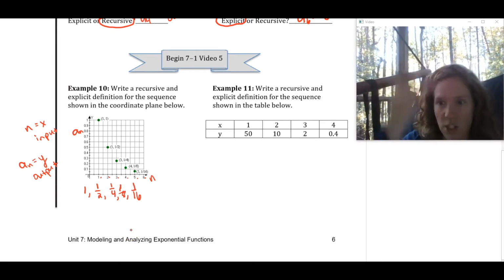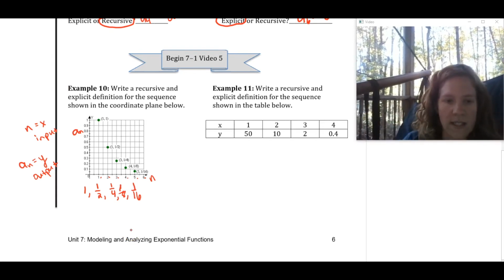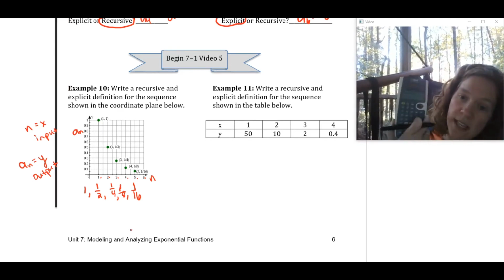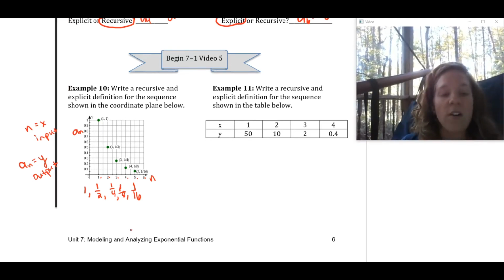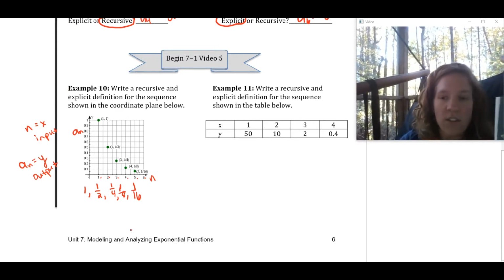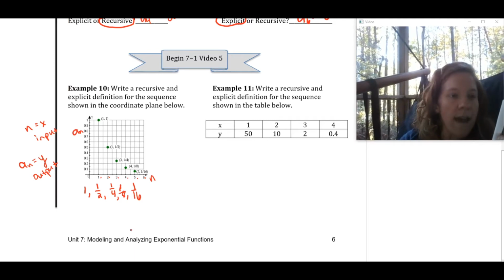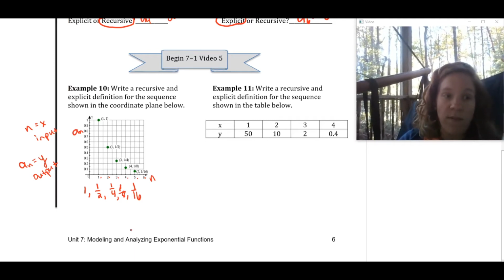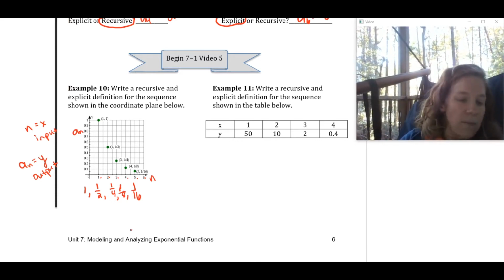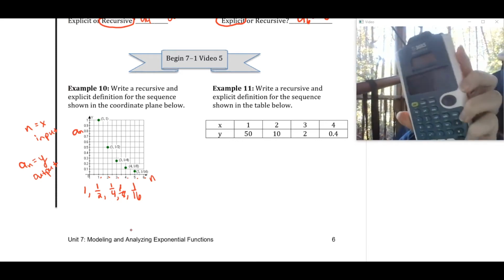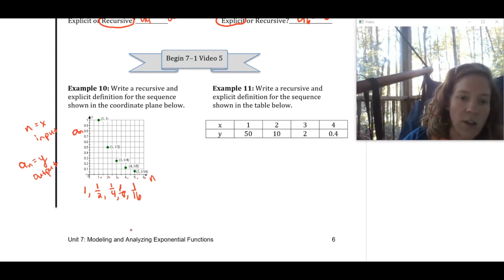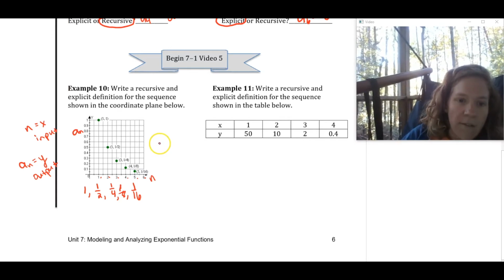I know you guys tend to shut down when you see fractions. You think, oh, I can't do this. But remember, I told you if you can't figure it out just by looking, then you can use the calculator to figure out what's being multiplied to get from one term to the next. So all you would have to do is say 1/2 divided by 1, and I get 1/2. That means that my common ratio here is 1/2.